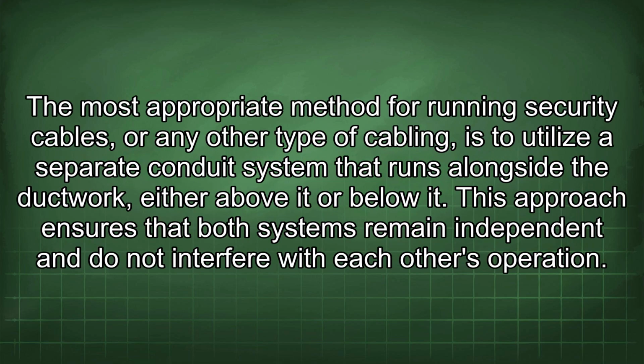The most appropriate method for running security cables, or any other type of cabling, is to utilize a separate conduit system that runs alongside the ductwork, either above it or below it. This approach ensures that both systems remain independent and do not interfere with each other's operation.